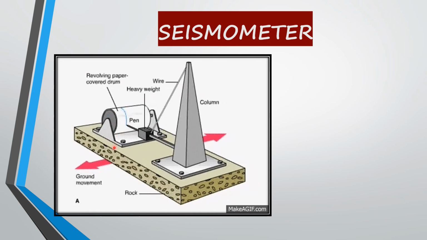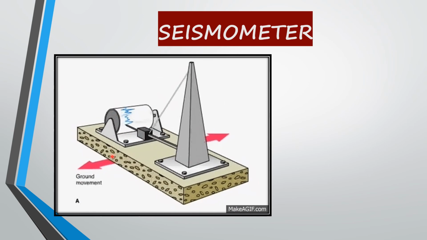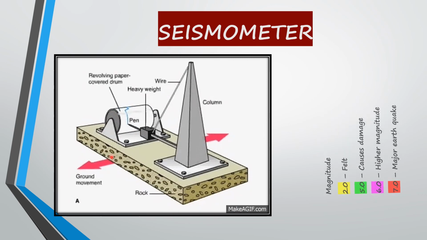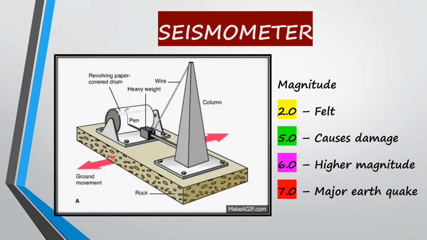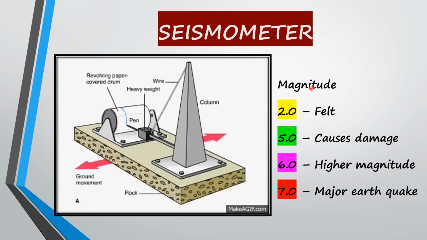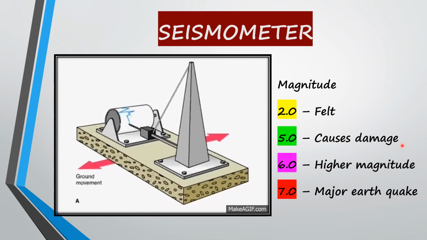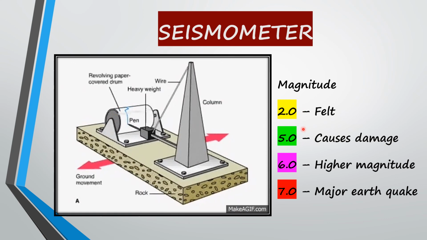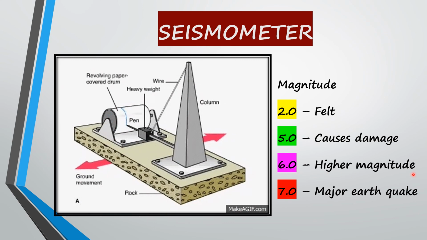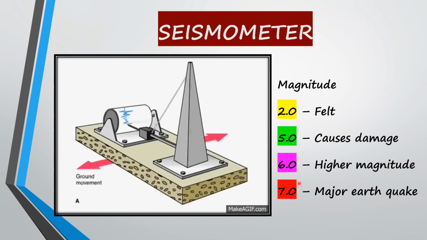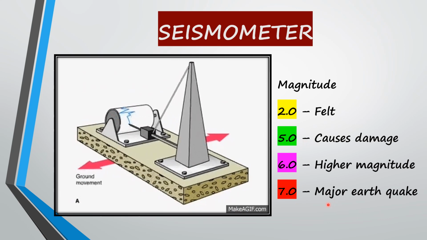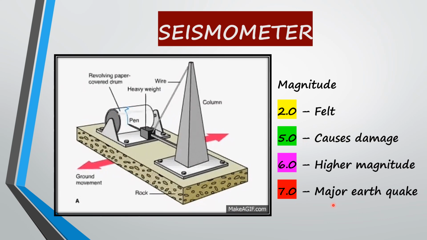The magnitude of the earthquake is measured on the Richter scale. An earthquake of magnitude 2 is said to be just felt, and a magnitude of 5 is said to cause some amount of damage. A magnitude of 6 on the scale is of higher magnitude, and a magnitude of 7 on the Richter scale is said to be a major earthquake.